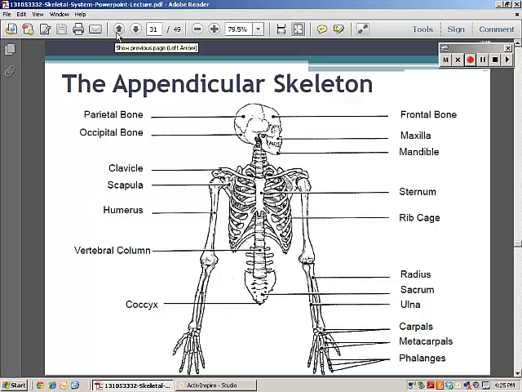Now, the radius and the ulna work in tandem with each other in order for us to get full range of motion. They slide past each other, joints and whatnot. You can actually feel it if you press in on your forearm. You can feel where they separate between the 2 of them.